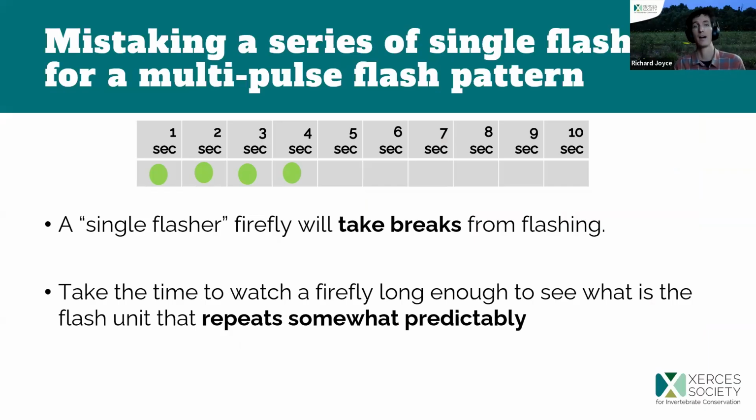Another mistake is to see a series of flashes and assume that that's the pattern. Sometimes people will see a firefly flash 4 times and then assume that its flash pattern is a multi-pulse pattern, like it has 4 flashes. But the issue here is that a single flashing firefly is still going to take breaks from flashing. So you want to watch it long enough to make sure that those 4 flashes are actually repeated predictably, and it's not just a single flasher that does a run of 4 flashes, and then a run of 9 flashes, and it's quite variable.